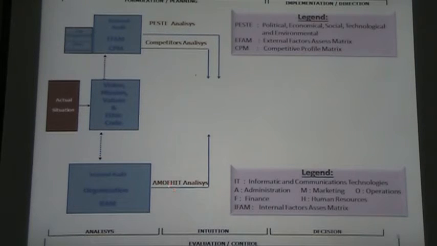And I will prepare a HAMO-FIT analysis. HAMO-FIT is related with A, administration; M, marketing; O, operations; F, finance; H, human resources; IT, informatics and communications technologies. This analysis could be present in the internal factors and assets matrix.